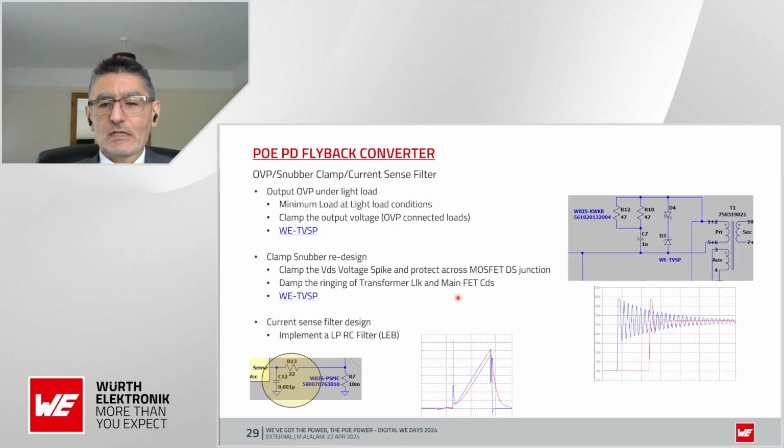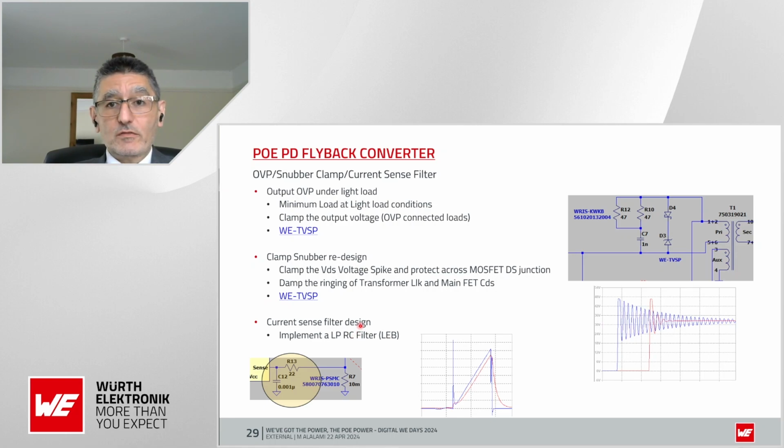And naturally, in line with this, of course, we need to clamp the lead edge spike at turnoff across the MOSFET, and that's where we use the WE-TVSP. It's one of our transient voltage suppressors that you can use in our product range. I've got hyperlinks to these components, so feel free to go and check these devices as you go through.